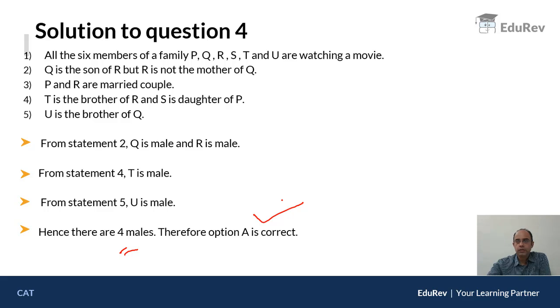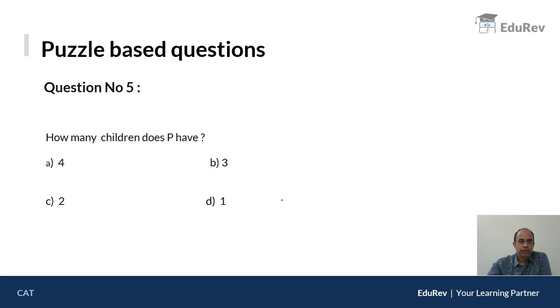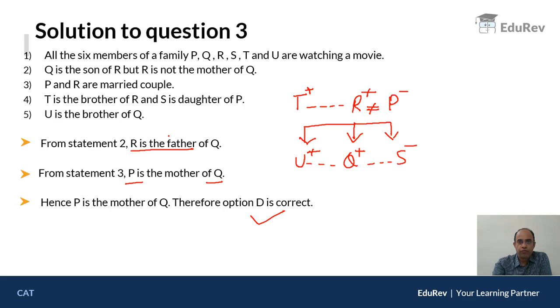Hope you all have understood. Fine. Now, the fifth question says, how many children does P have? So we can move to the family tree. Here we are observing how many children P has. P has one, two, three: two sons and one daughter.